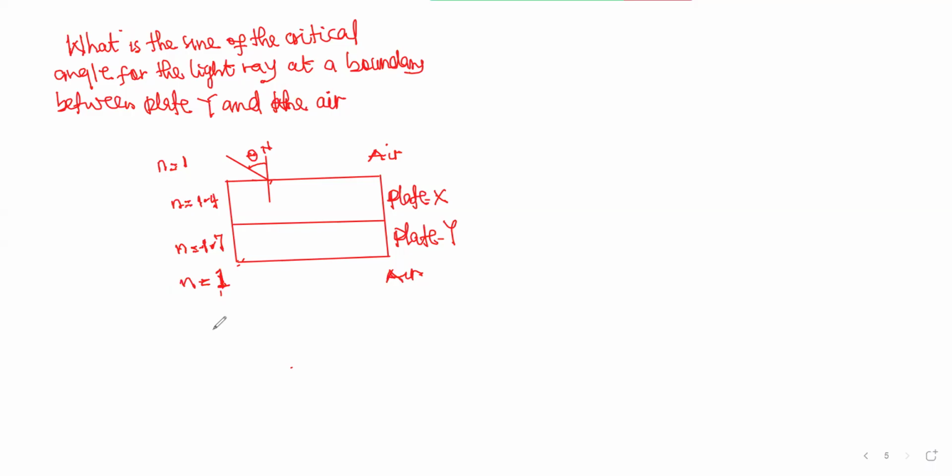Now the first question says: what is the sine of the critical angle for the light ray at the boundary between plate Y and the air? At the boundary between plate Y and the air. What is the sine of the critical angle for the light ray at the boundary between plate Y and the air?